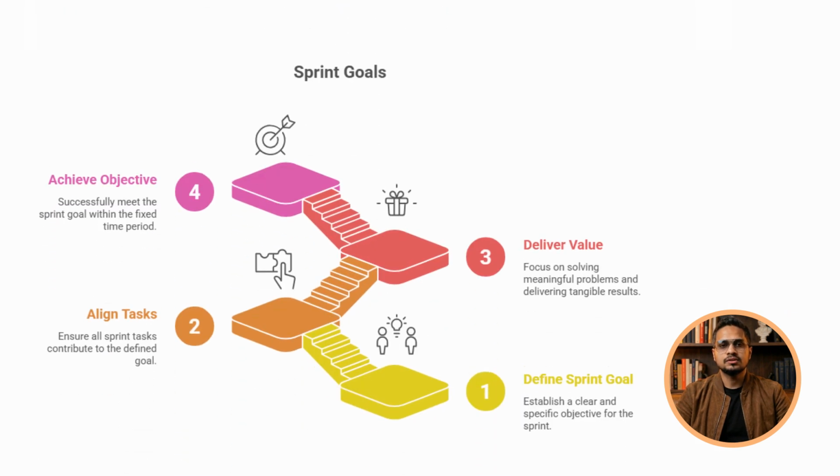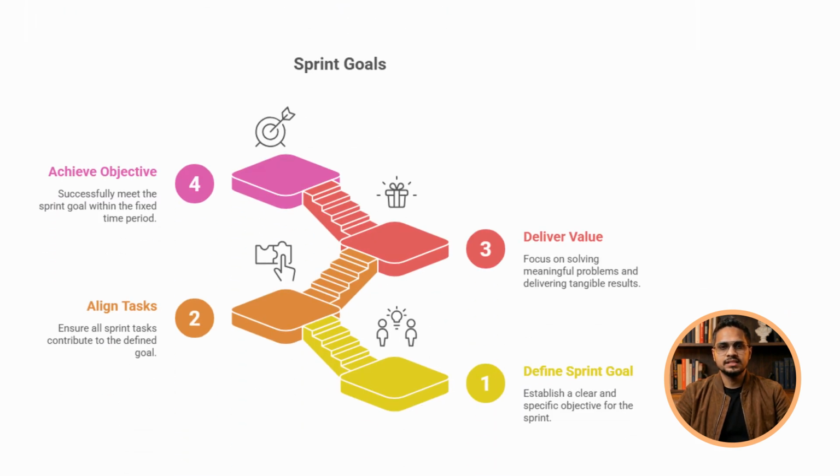Now, what is the goal of a sprint? A sprint is not just about completing tasks. It's about delivering value, not "we wrote code," but "we solved something meaningful." This is defined through a sprint goal. Example: improve onboarding conversion. Everything in that sprint should contribute to this goal. So basically, the goal of a sprint is to deliver a specific set of features or improvements that achieve a clear, defined objective within a fixed time period.